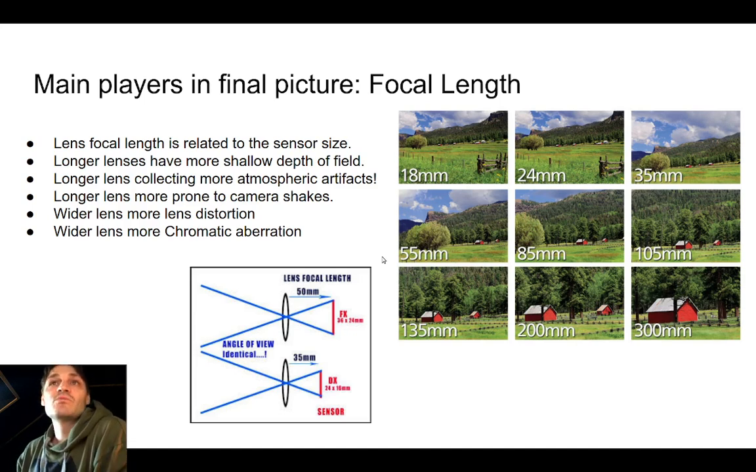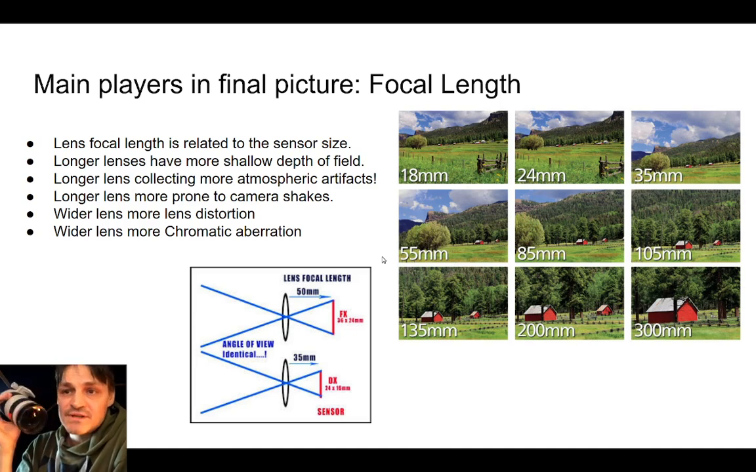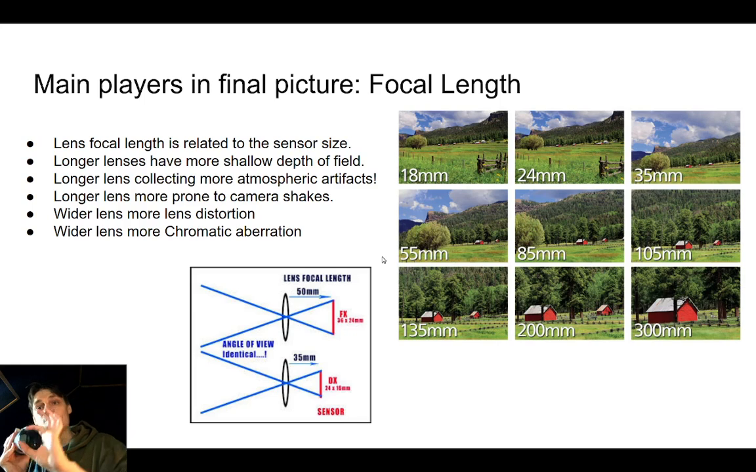A longer lens collects more atmospheric artifacts. I already mentioned the UV filter that you probably would like to put there, just because the light is going through way more distance than with a wide lens. It's collecting from this area, instead of the whole picture. A longer lens is more prone to camera shake. Very simple idea.